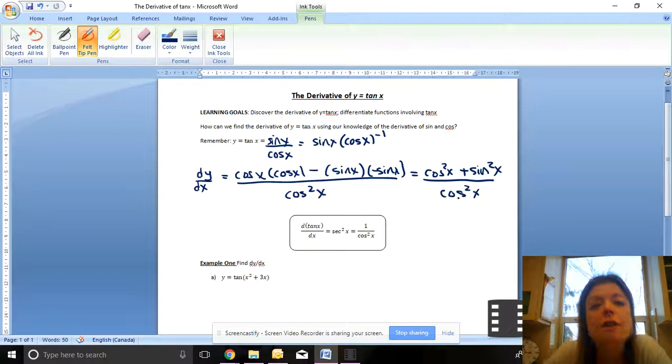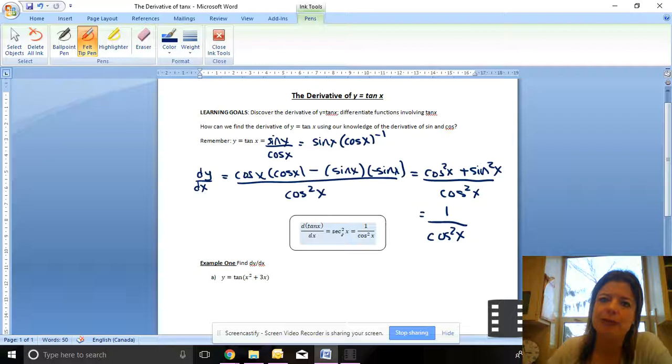Okay, do not cross those off. Don't. It's addition. Don't you dare. But remember your Pythagorean identity that cos squared and sine squared actually simplify to 1 over cos squared x. So the derivative of tan x is actually just 1 over cos squared x, which is secant squared x, because secant is the reciprocal function of cos.